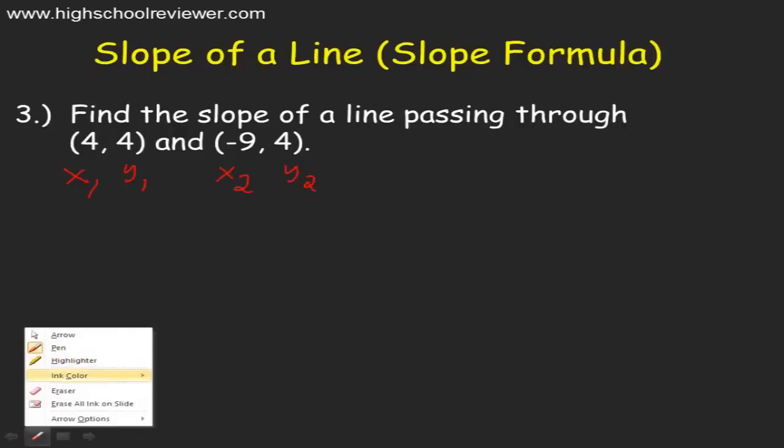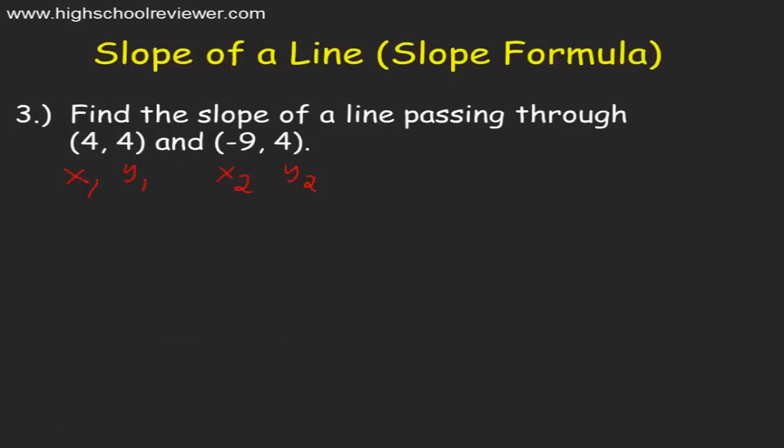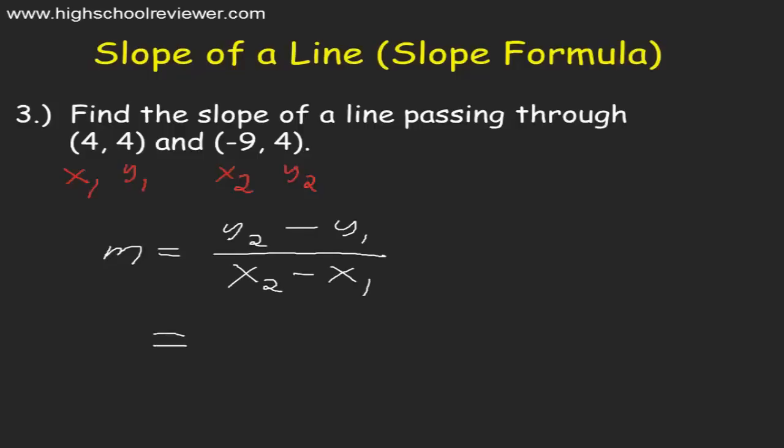We can then use the slope formula. Again, that is m is equal to y sub 2 minus y sub 1 divided by x sub 2 minus x sub 1. Again, just substitute the values. So y sub 2, that is positive 4, minus y sub 1, that is positive 4.